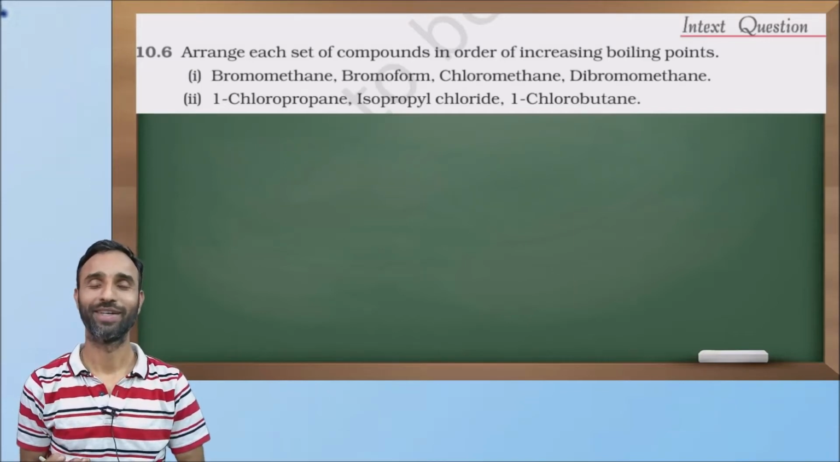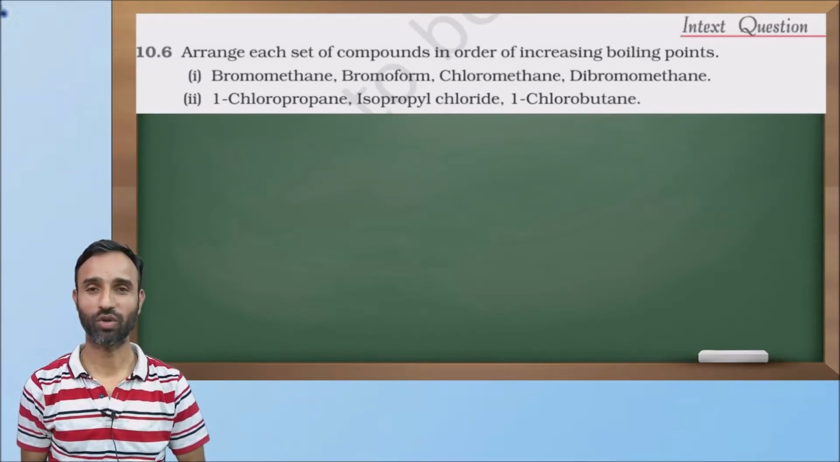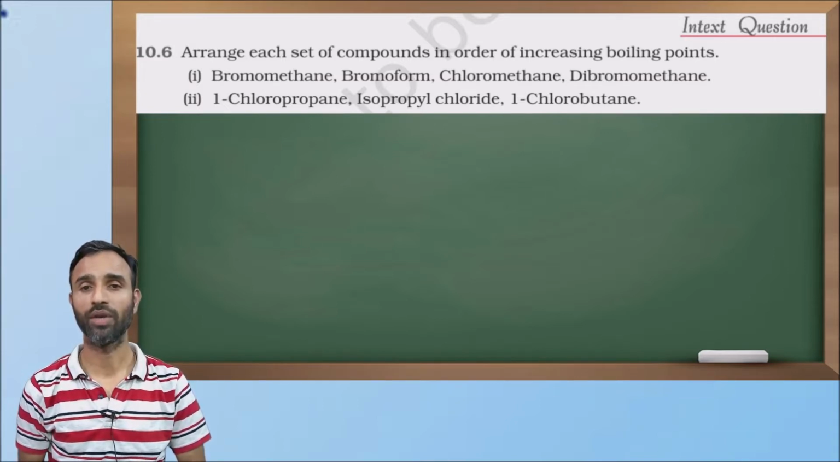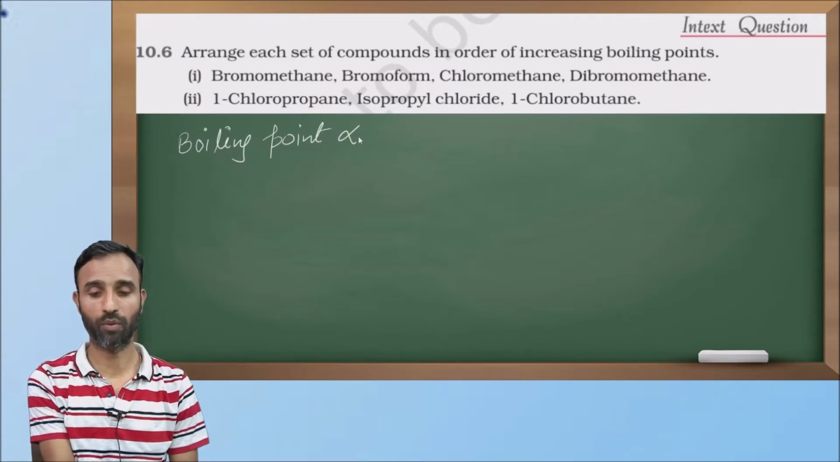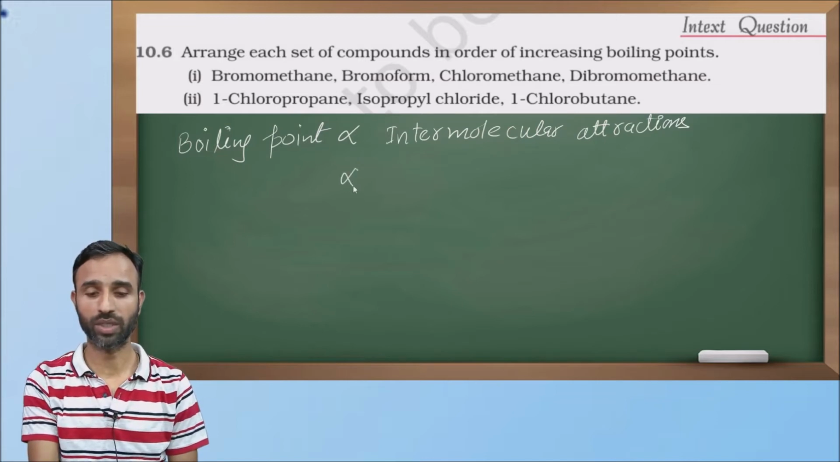Welcome back. हम कर रहे थे इन-टेक्स्ट और एग्जाम्पल ऑफ NCERT हेलोअल्केन्स एंड हेलोअरीन्स चैप्टर। तो 10.6 in-text question is: arrange each set of the compounds in order of increasing boiling points. So see, the boiling point is proportional to intermolecular attractions, and these intermolecular attractions are proportional to size. And size means number of carbon atoms.